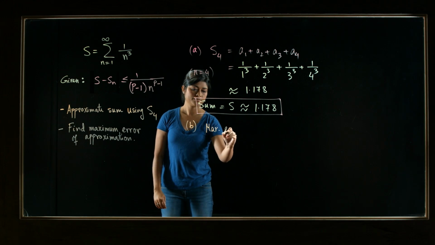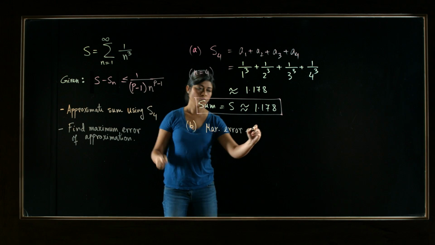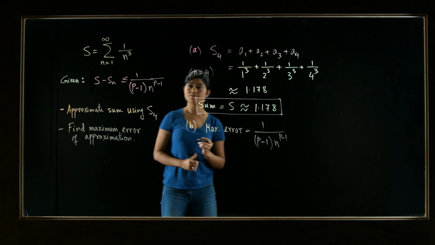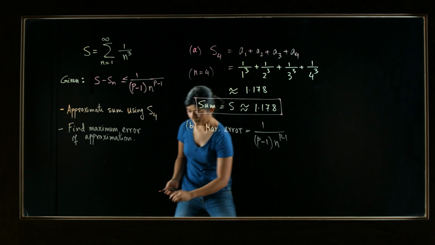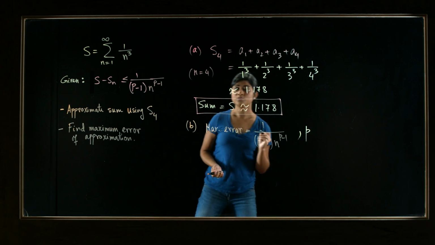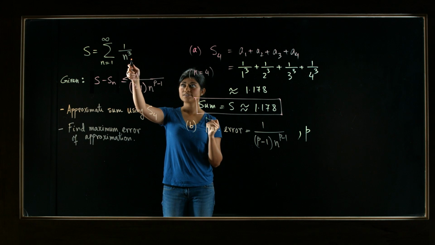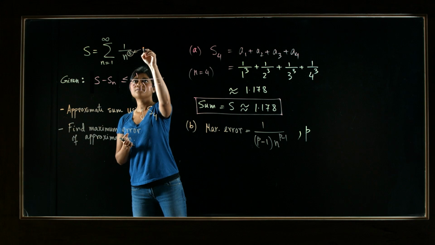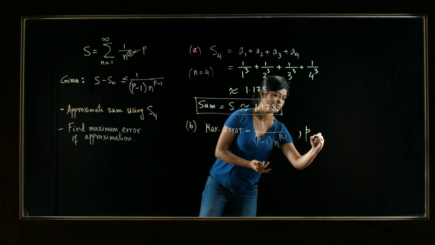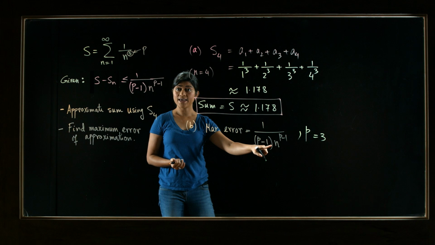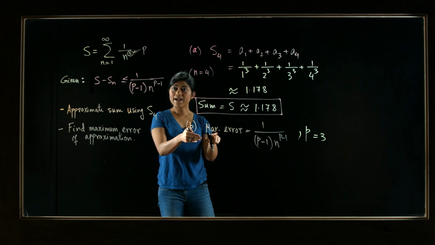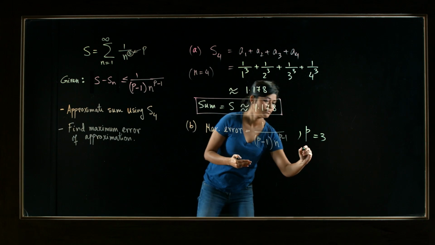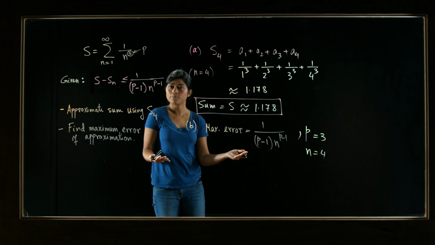So the max error is going to be 1 over (P minus 1) times n to the power P minus 1. Okay. Now think about it. What is P? Remember, this is a P series. P is the number that's in the exponent. So this is P. So P is 3. And we need to know what n is. Well, we are finding the maximum error for this particular partial sum, and n is 4 because we're using the fourth partial sum.